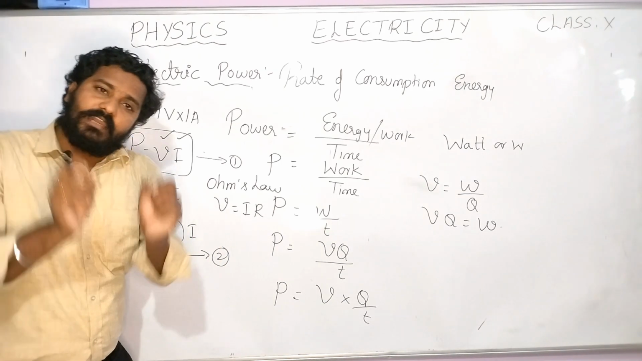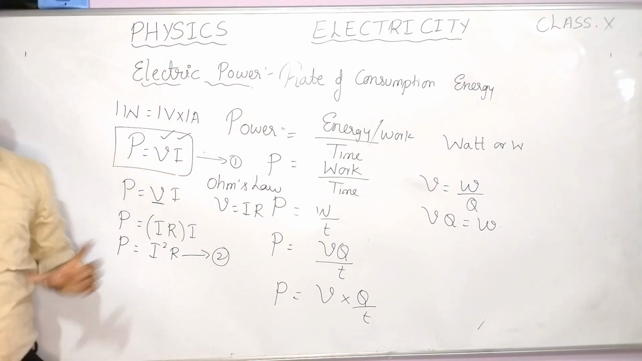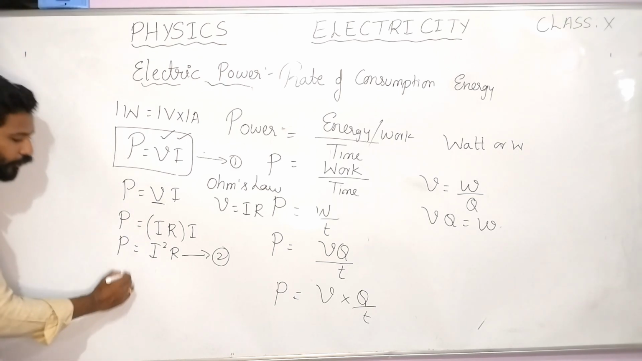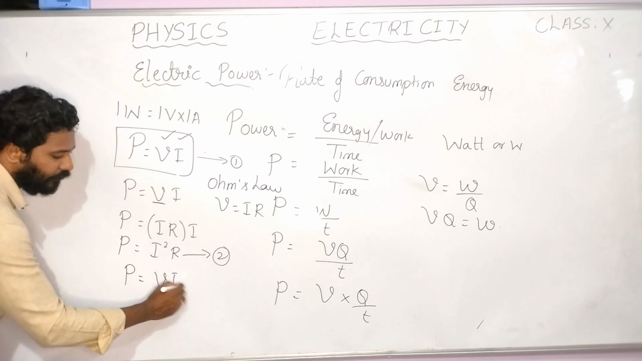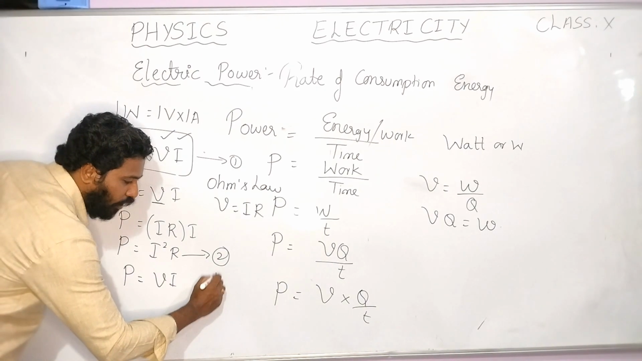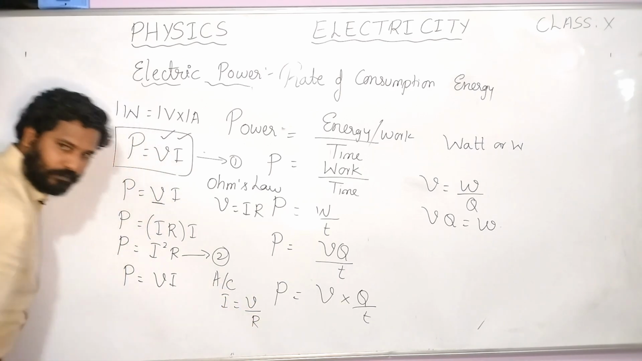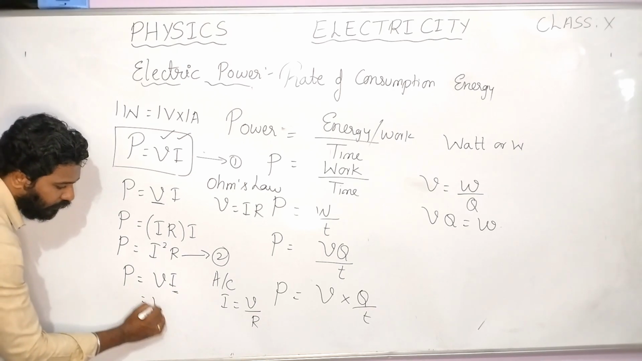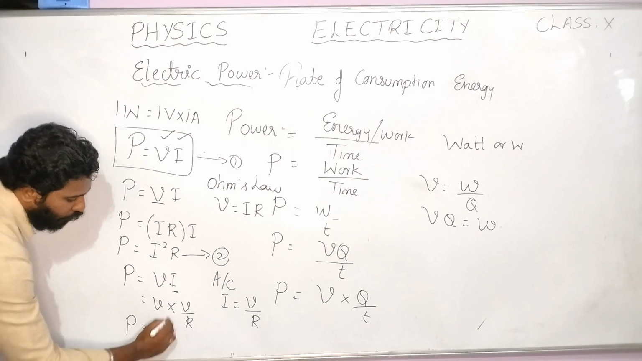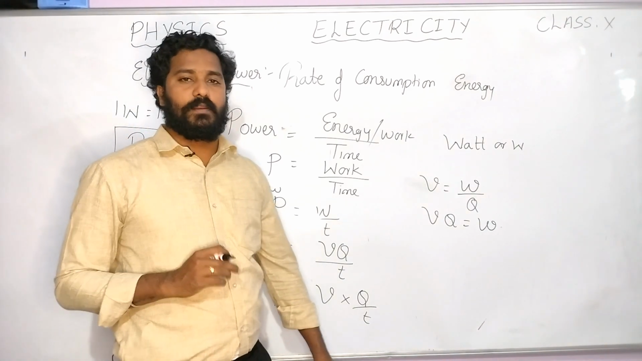So electrical power can also be written as the square of the current flowing through the circuit multiplied with the resistance. So this is another expression for power. Again we use the same expression, P is equal to VI. First I replaced V, now I replace I. According to Ohm's law, I is equal to V by R. So when I substitute, P is equal to V into V by R, V square by R. This is the third expression for electric power.